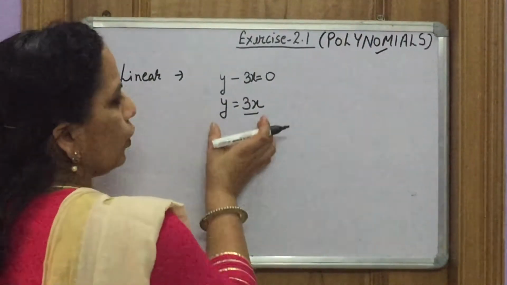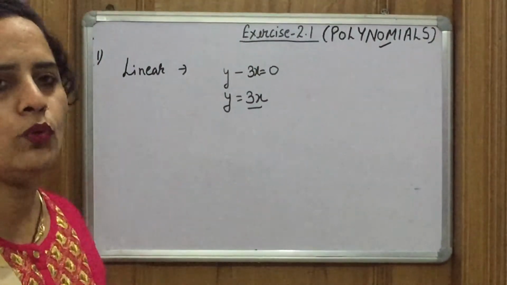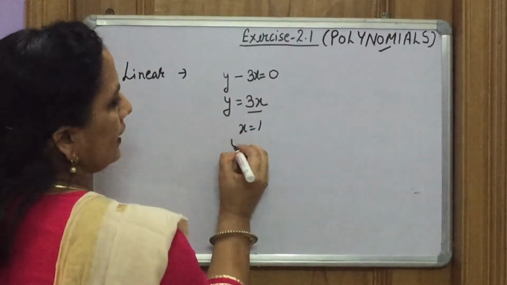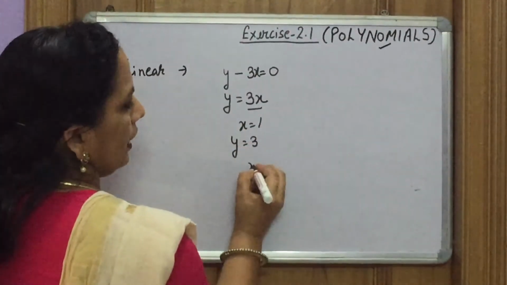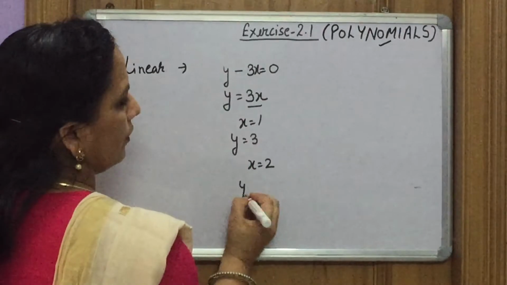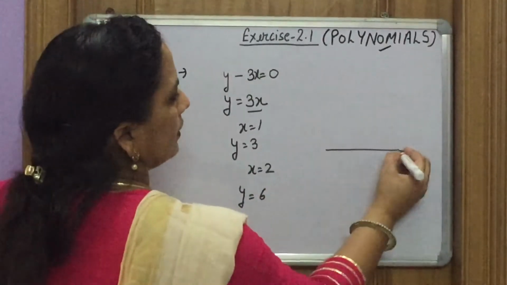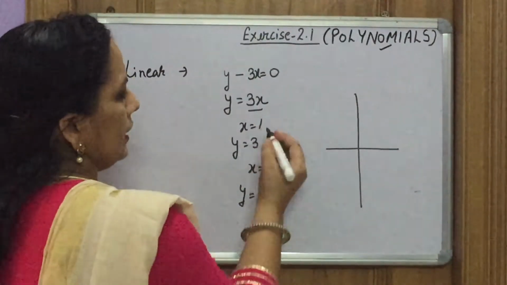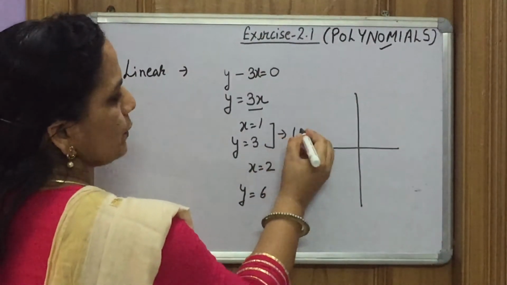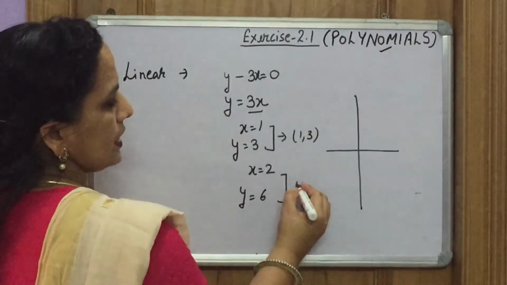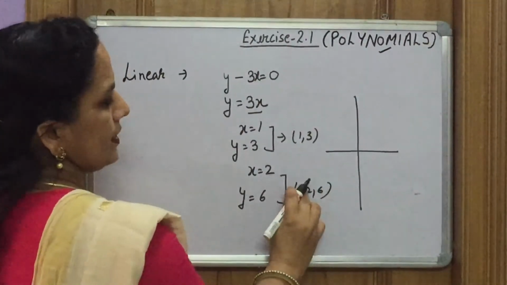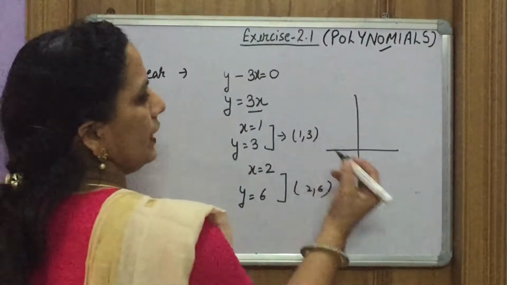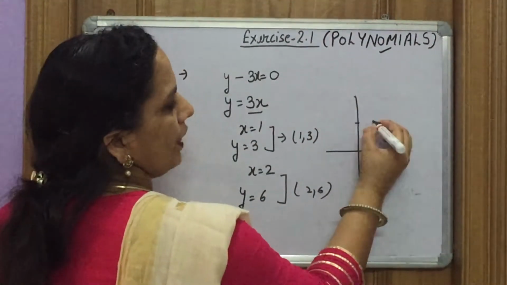If we try to draw its graph, we need two passing points of this graph. As we put here, if x is 1, then we get y is 3. If x is 2, then y is 6. Then in coordinate system, to draw the graph of these points, first point is 1 and 3. Second point is 2 and 6. Now find out these points in coordinate system. First is 1 and 3. X is 1 and y is 3.